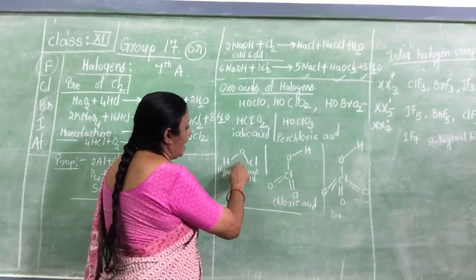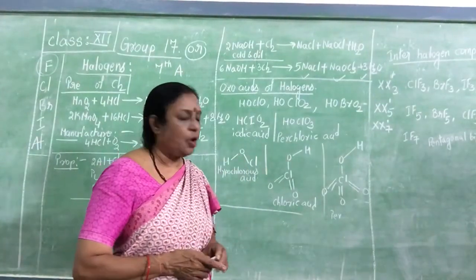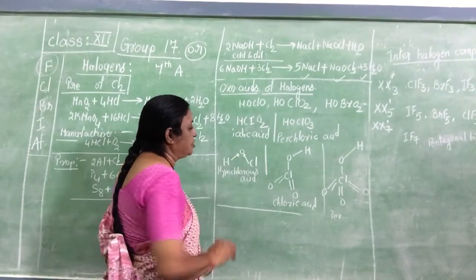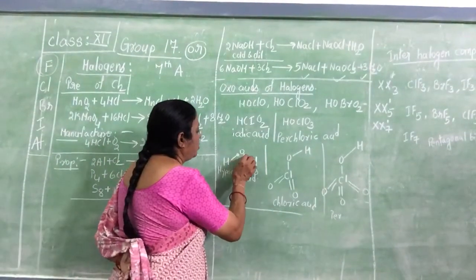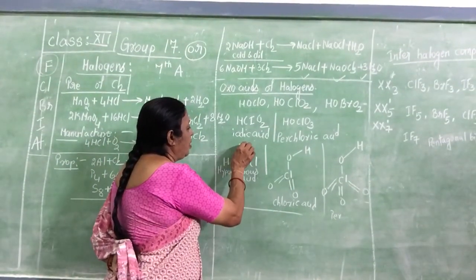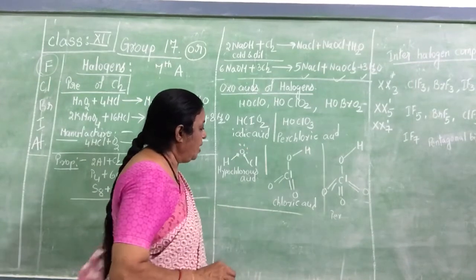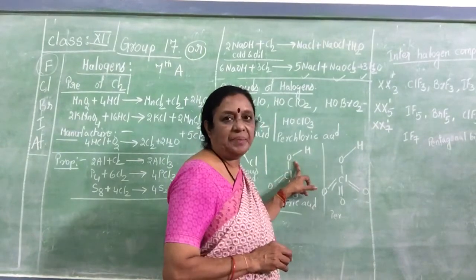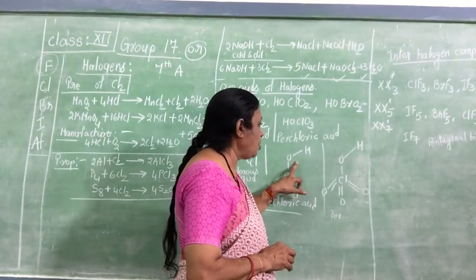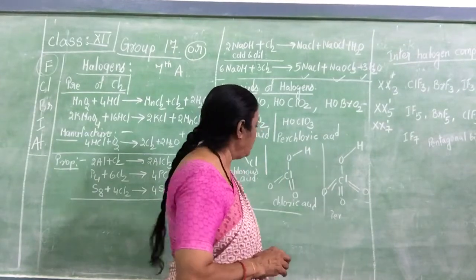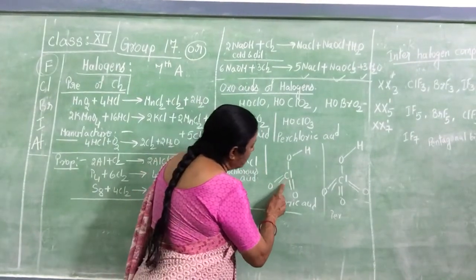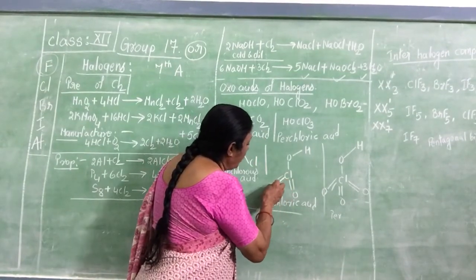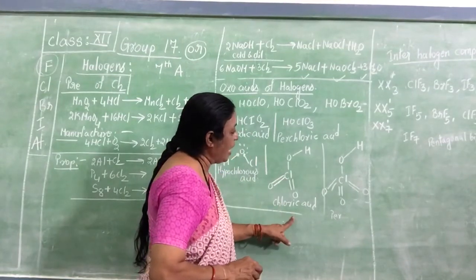Now, oxygen is having 6 electrons in the outermost orbit. Out of the 6 electrons, 2 electrons participate in the bond formation. Now there will be 2 lone pairs of electrons. Now chloric acid, children. Chlorine first reacts with oxygen. Oxygen in turn completes its octet by reacting with hydrogen. Chlorine also reacts with oxygen by the formation of a double bond, and here also by the formation of a double bond. This is chloric acid.